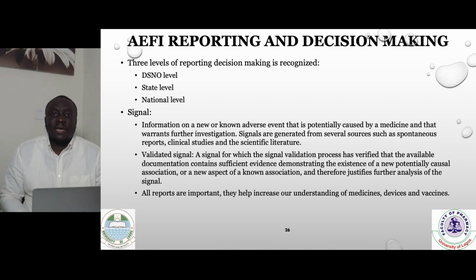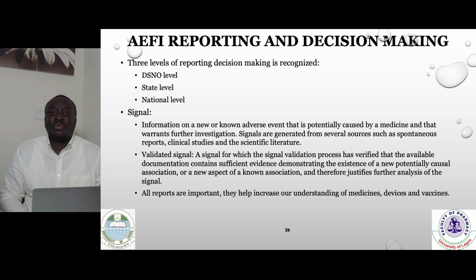After every AEFI report is made, there are 3 levels at which they are validated or investigated. The first is at the DSNO level. That's when your district, the disease surveillance and notification officer at your district level or at your local government level, verifies that this information is correct or is emanating from someone who can legally do so, approves it, and then it goes to the next level.